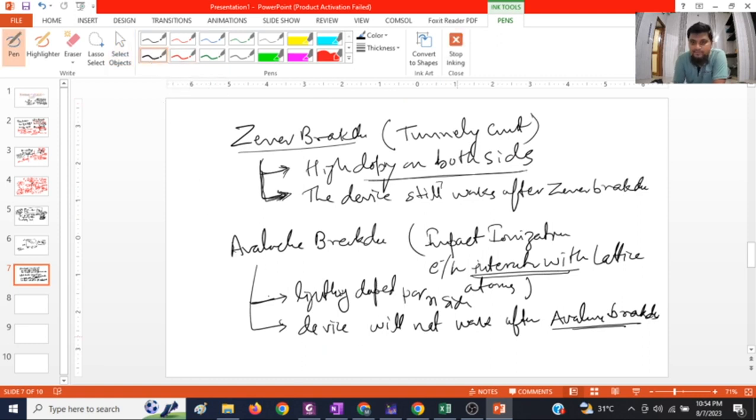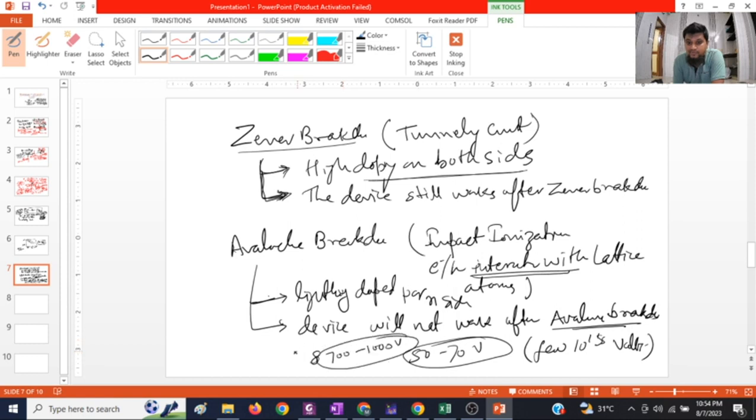Generally, it is of the order of few hundreds of volts, or at least few tens in case of silicon, so 50 to 70 volts in case of silicon. But if you go for some high band gap material like gallium nitride, that may range from 700 to 1000 volts. This is for silicon.